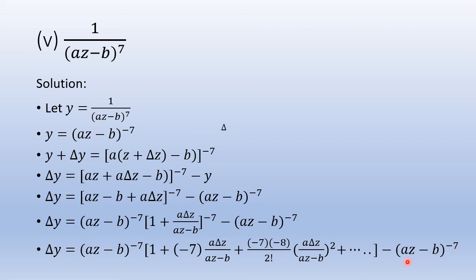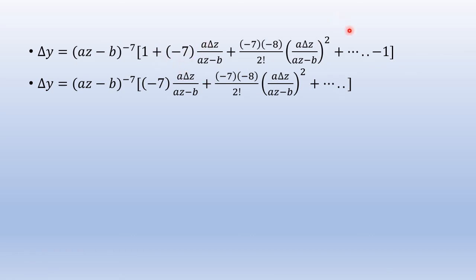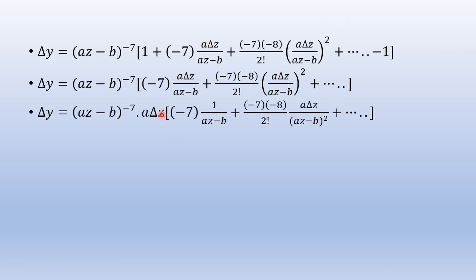Now the same steps which we used in part 3: we are going to write this bracket over here, and we will write a minus 1 in place of it, because (az minus b) to the power minus 7 is common. Here it is. This minus 1 and 1 got cancelled, and then we see that every term has got a del z. So we take that a del z common. Minus 1 and 1 are cancelled, and next, take this a del z common, and you get inside the bracket minus 7 and then 1 over this, and then a del z over this squared, and so on.